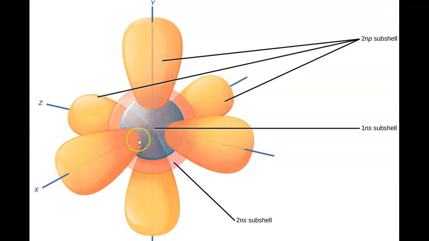And you're going to be using orbitals a lot to understand which atoms are going to be polar, how they're going to behave, and all of that kind of stuff.